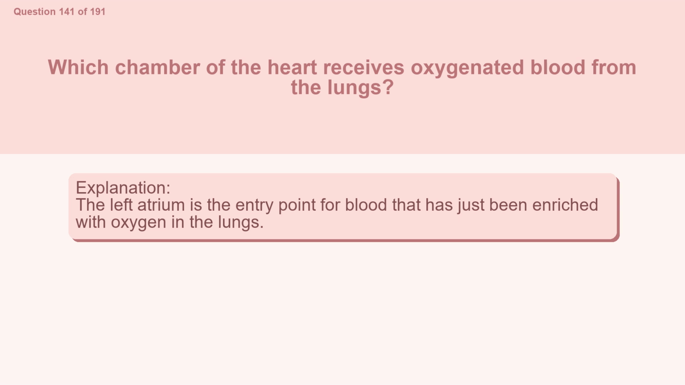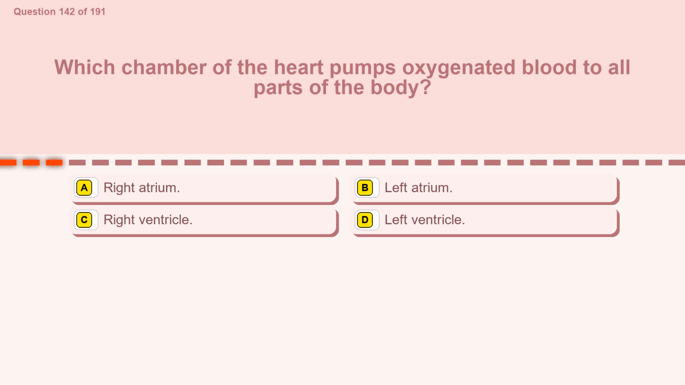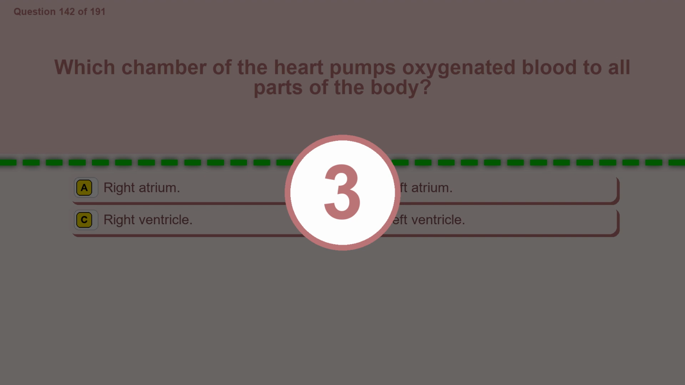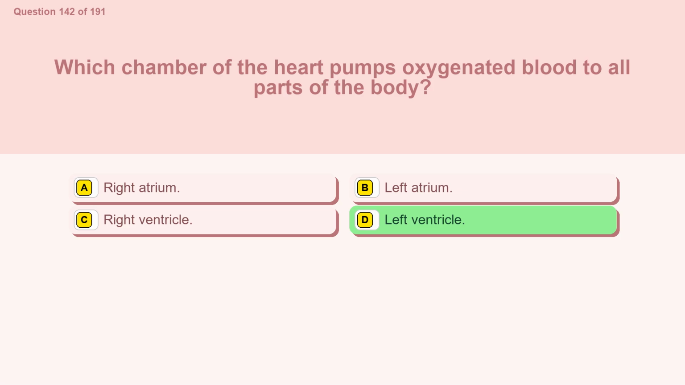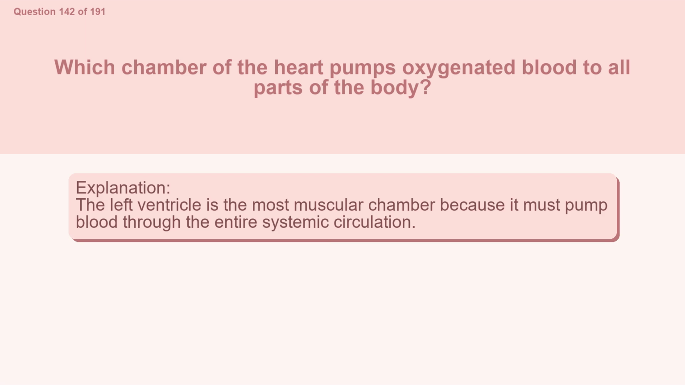lungs. Question 142. Which chamber of the heart pumps oxygenated blood to all parts of the body? Option A. Right atrium. Option B. Left atrium. Option C. Right ventricle. Option D. Left ventricle. The correct answer is option D. Left ventricle. The left ventricle is the most muscular chamber because it must pump blood through the entire systemic circulation.